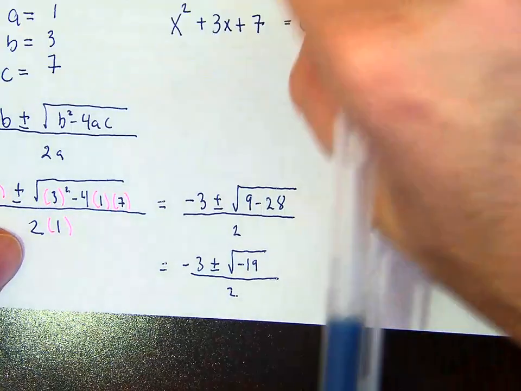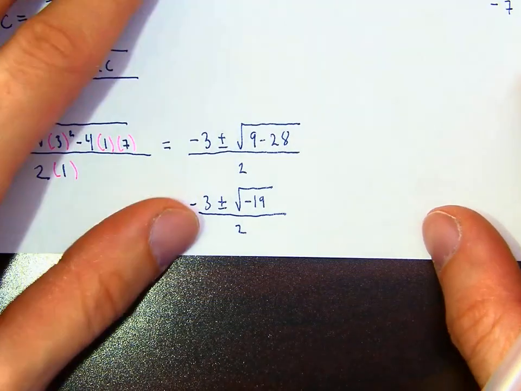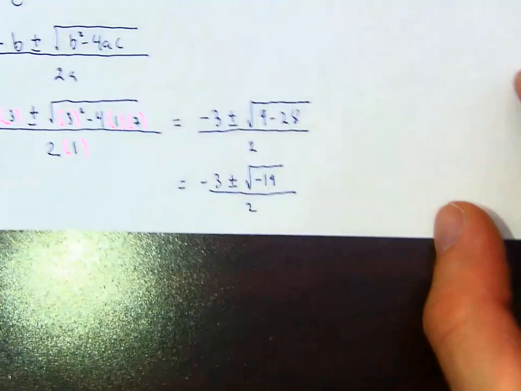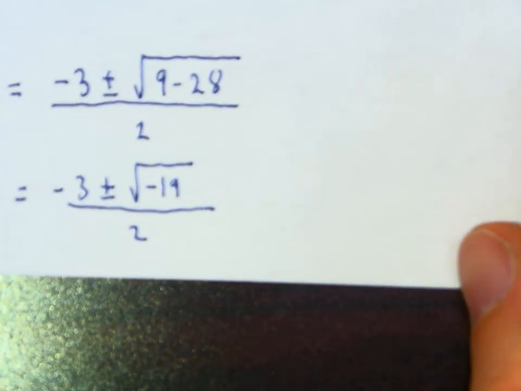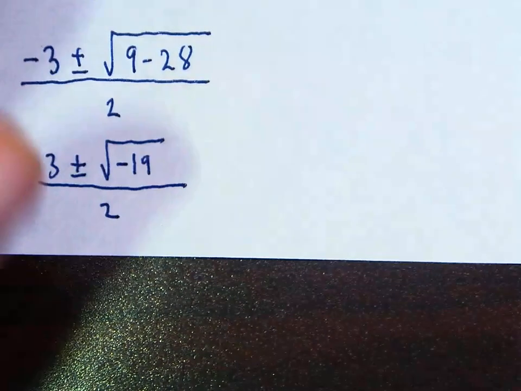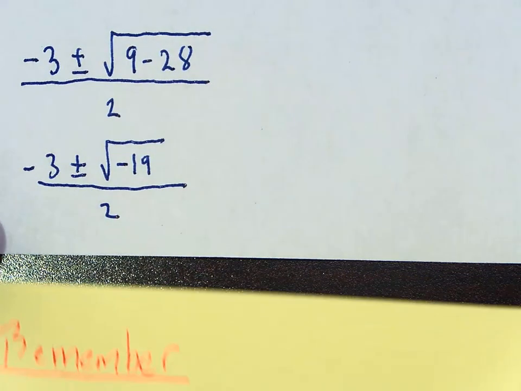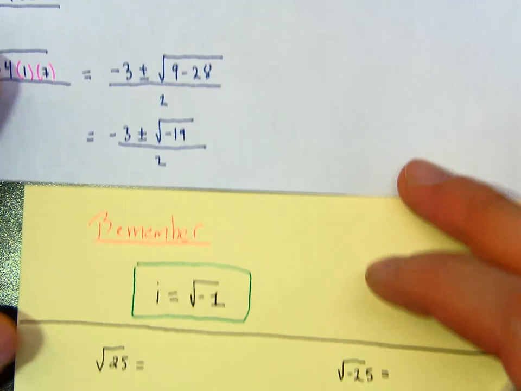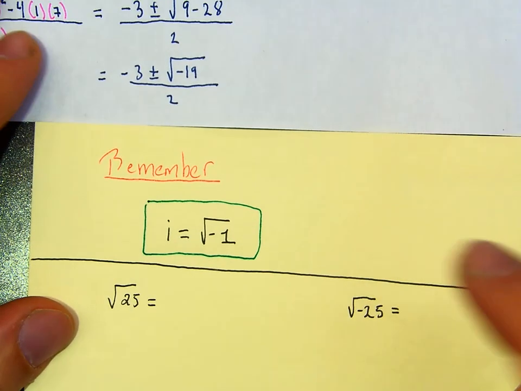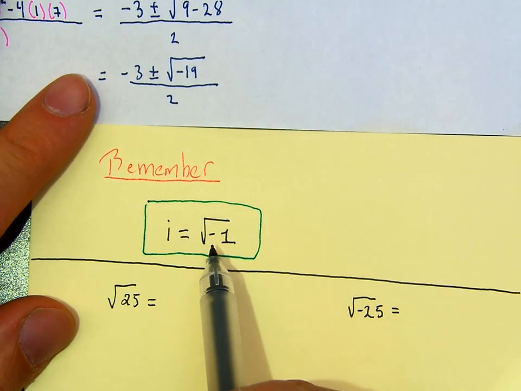Okay? Now, how do you continue from here? Notice that for this part over here, you have to remember this little trick. My bad, my camera angle, I'm messing up a little bit. You have to remember that i is equal to the square root of minus 1.